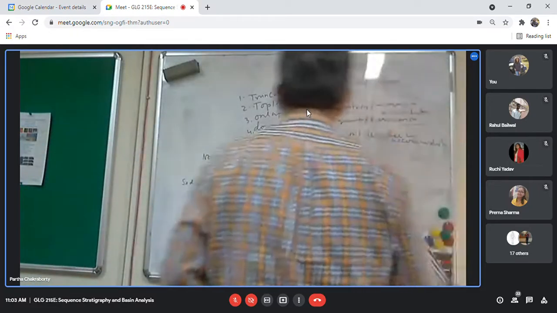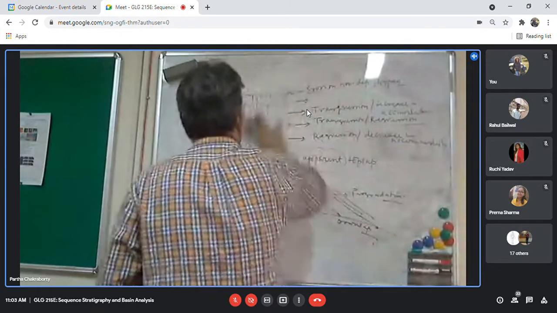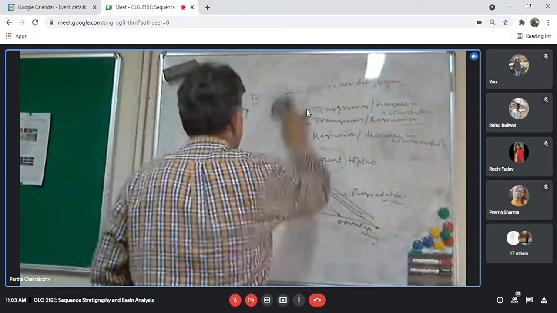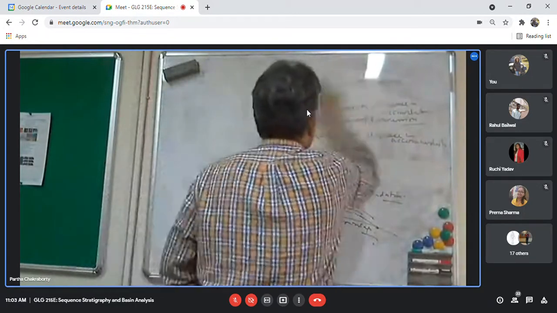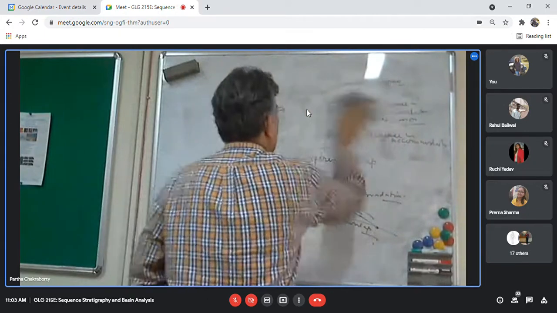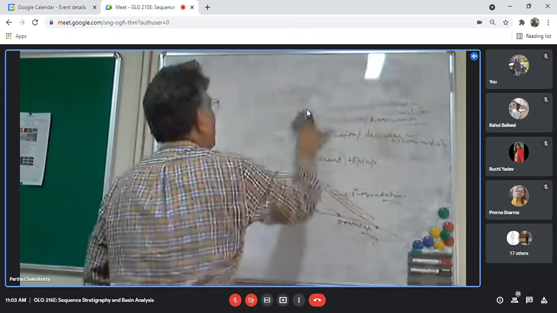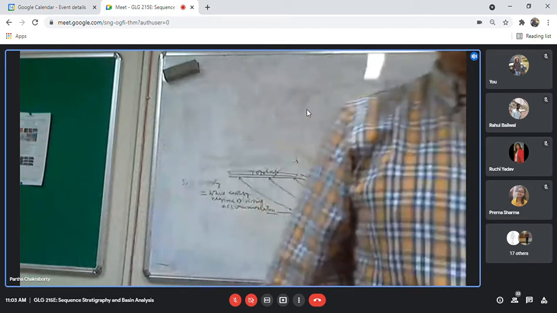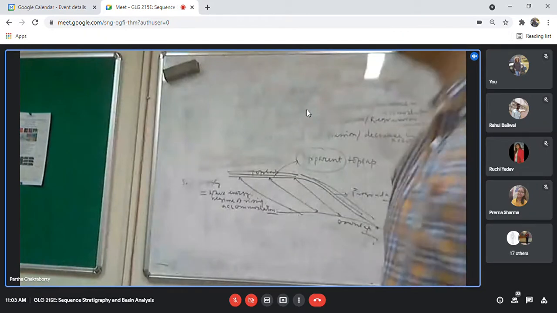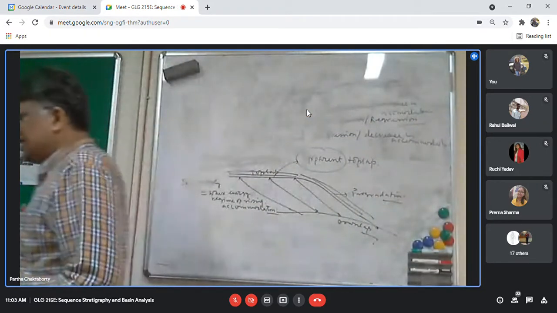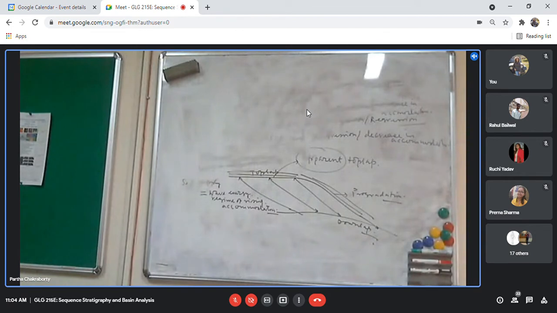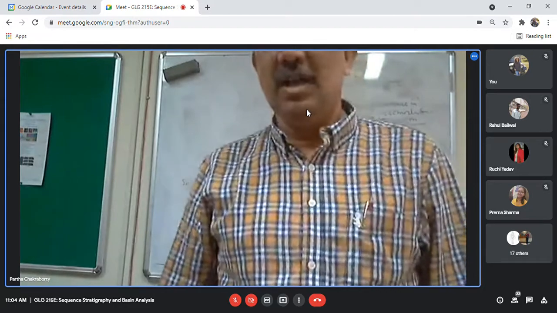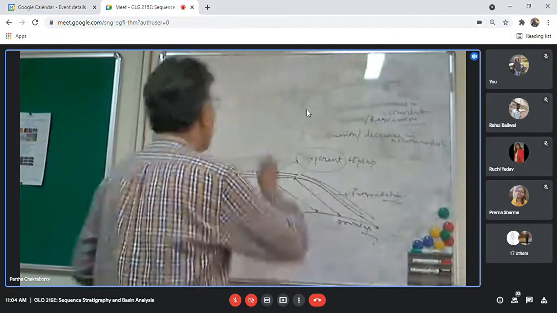Now we come on to discuss the different sequence stratigraphic surfaces. First, we discuss the subaerial unconformity. We have already discussed how the subaerial unconformity is a type 1 unconformity. A subaerial unconformity is a type 1 unconformity.